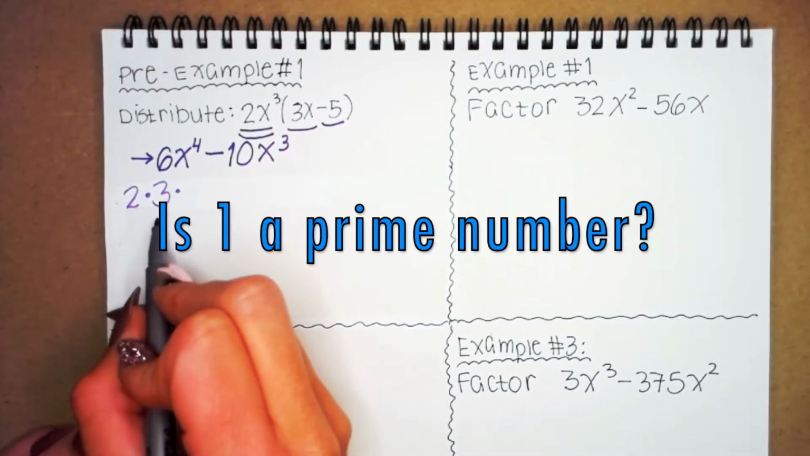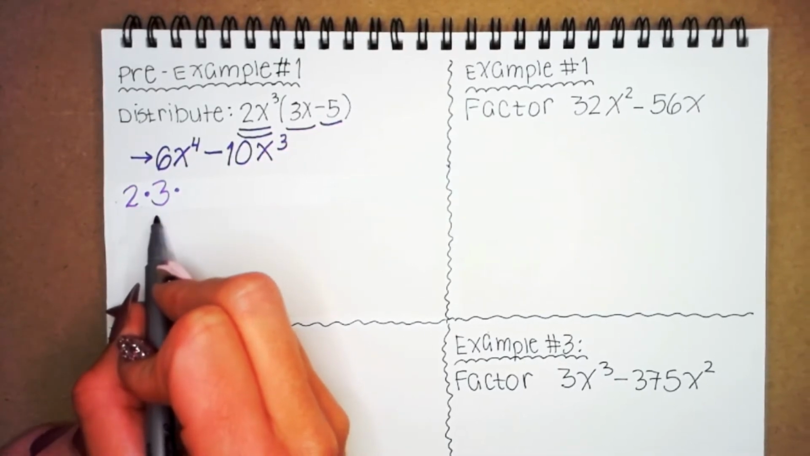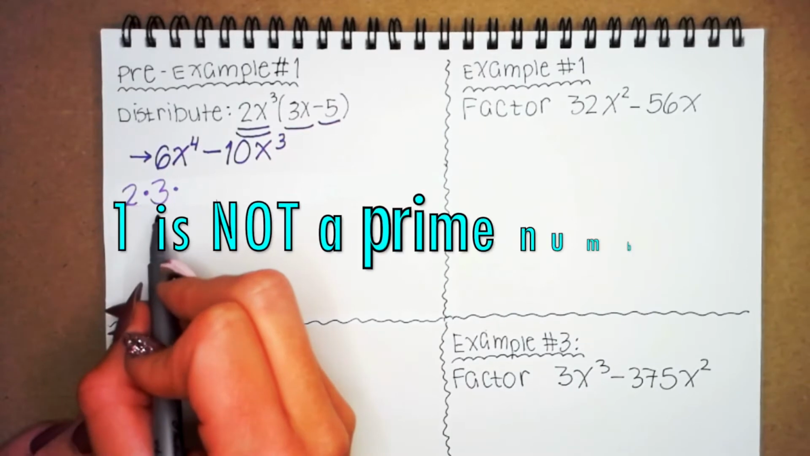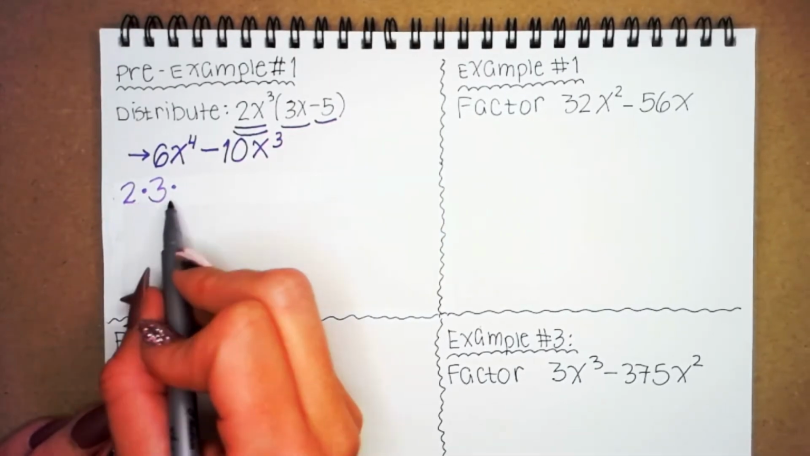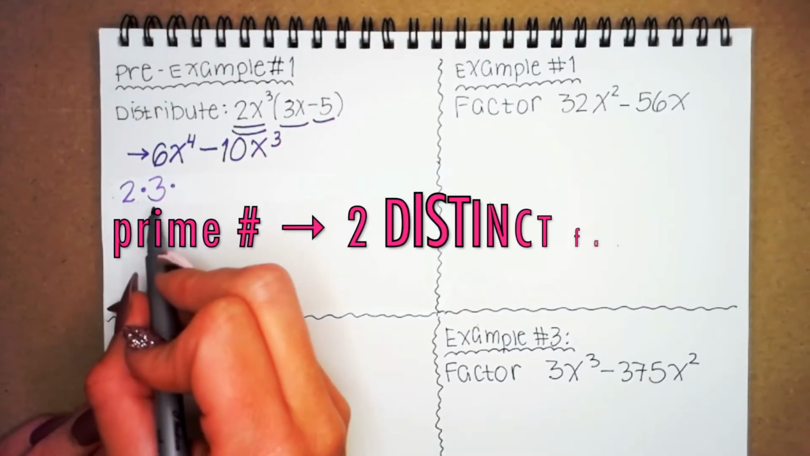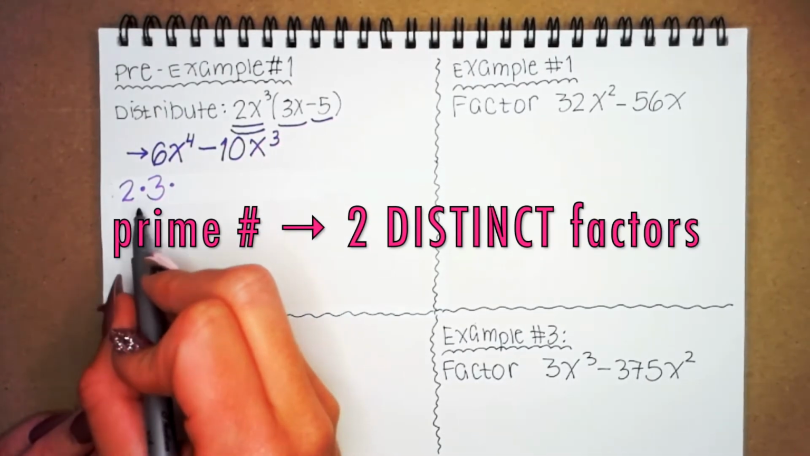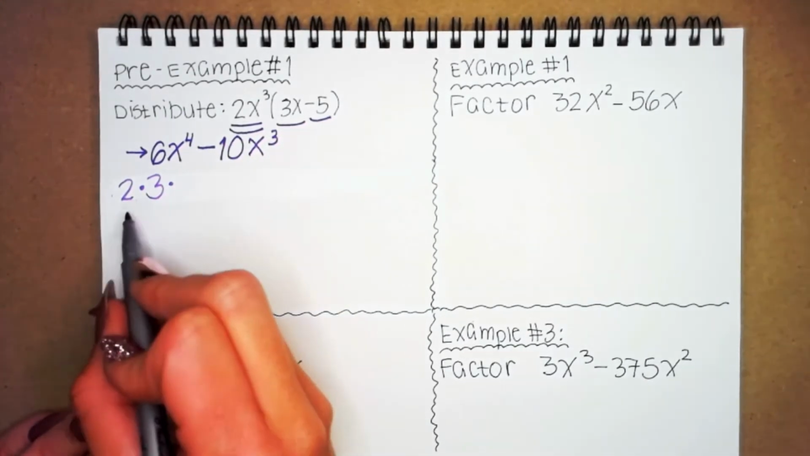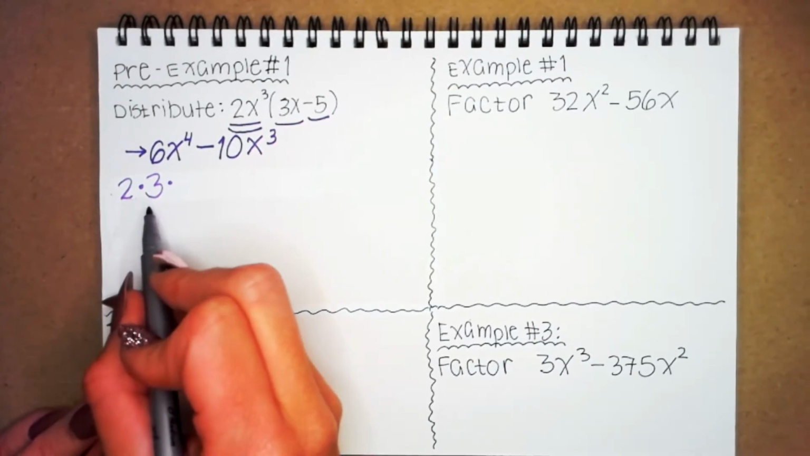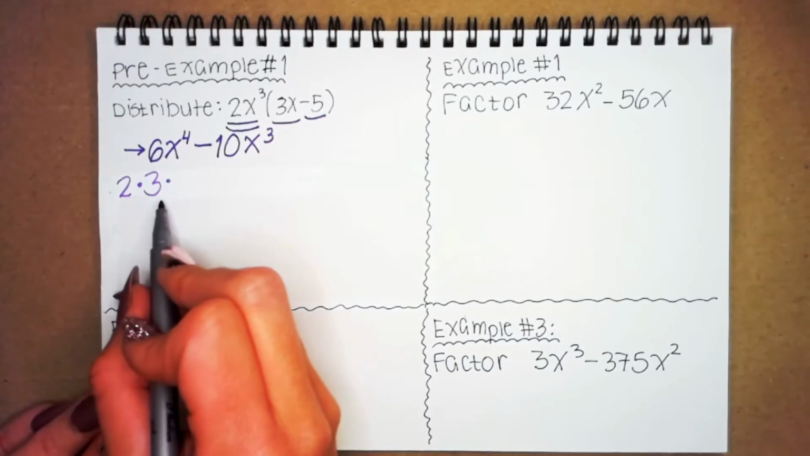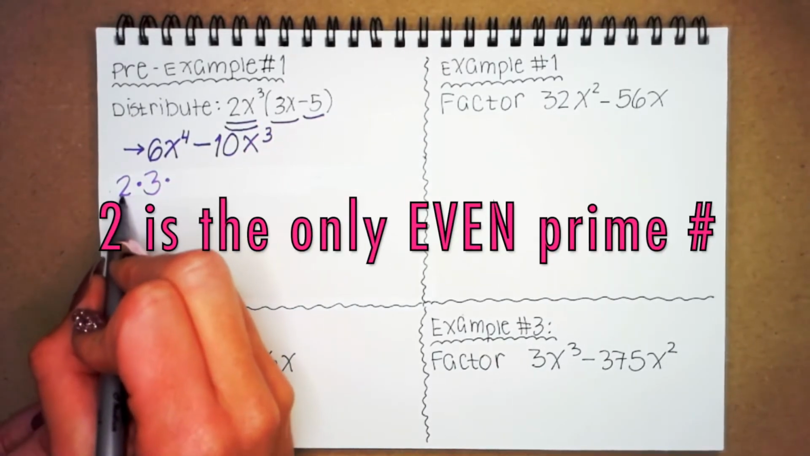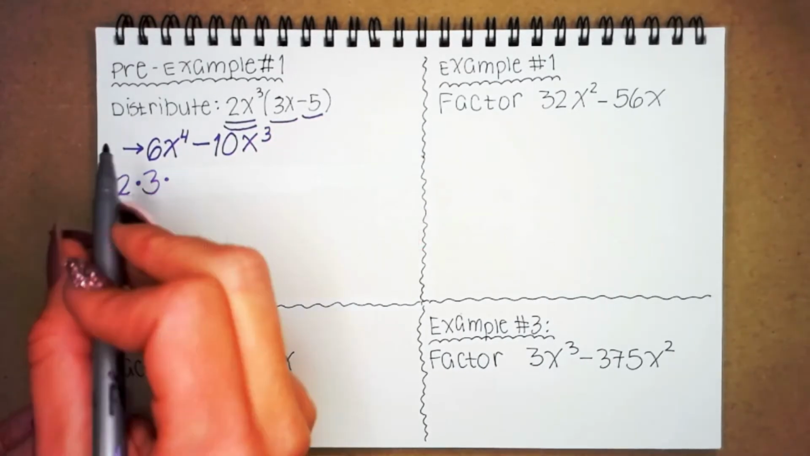Is 1 a prime number? Based on the definition, 1 is not a prime number. It is neither prime nor composite. The definition, to remind you, says that it has two distinct or different factors, 1 and itself. 1's only factor is itself, so it does not qualify as being a prime number. Also, 2 is the only even prime number.